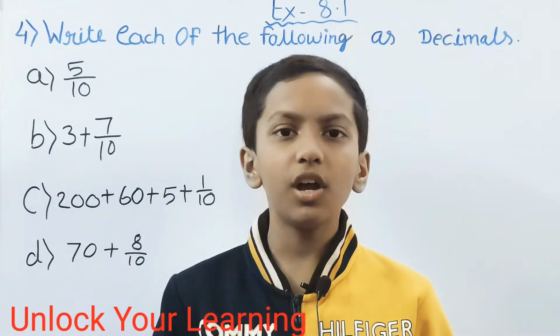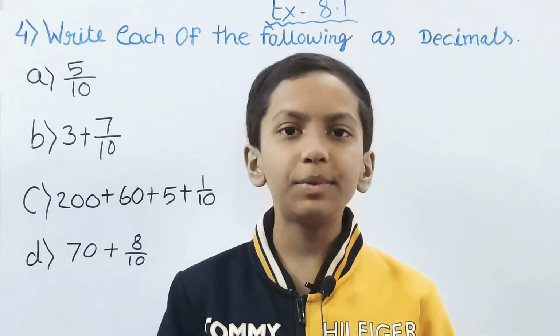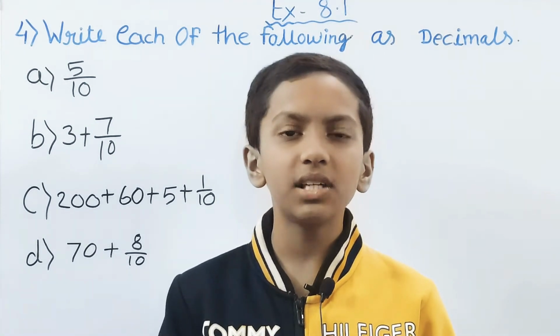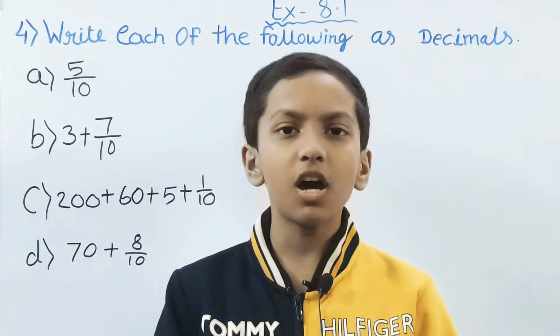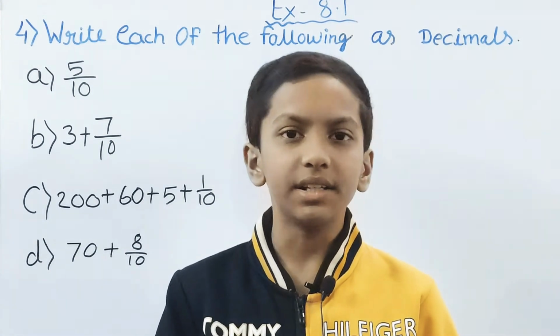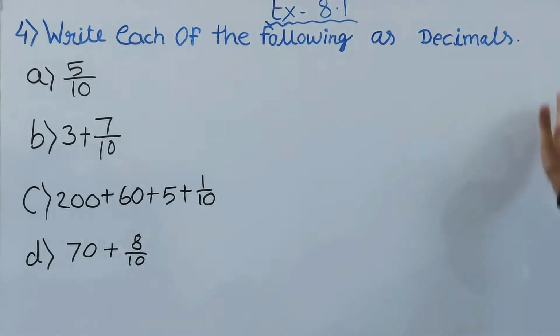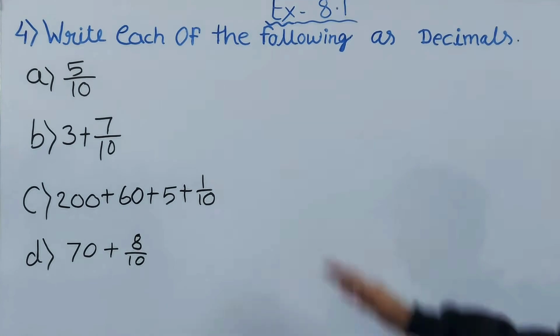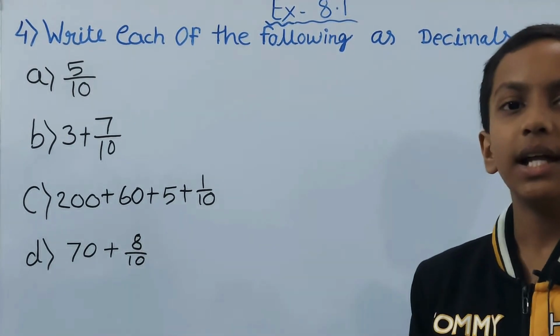Friends, today we are going to discuss NCERT Class 6 Chapter 8 Decimals, Exercise 8.1, Question number 4. So friends, without wasting any time, let's get started. This question says: write each of the following as decimals. Here we have numbers and fractions, and we have to write them in decimals.